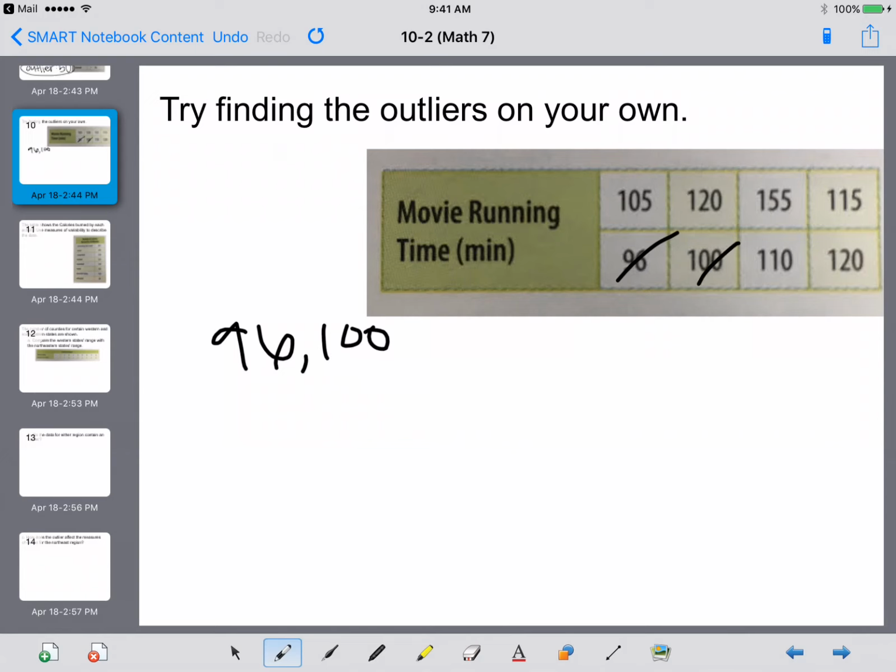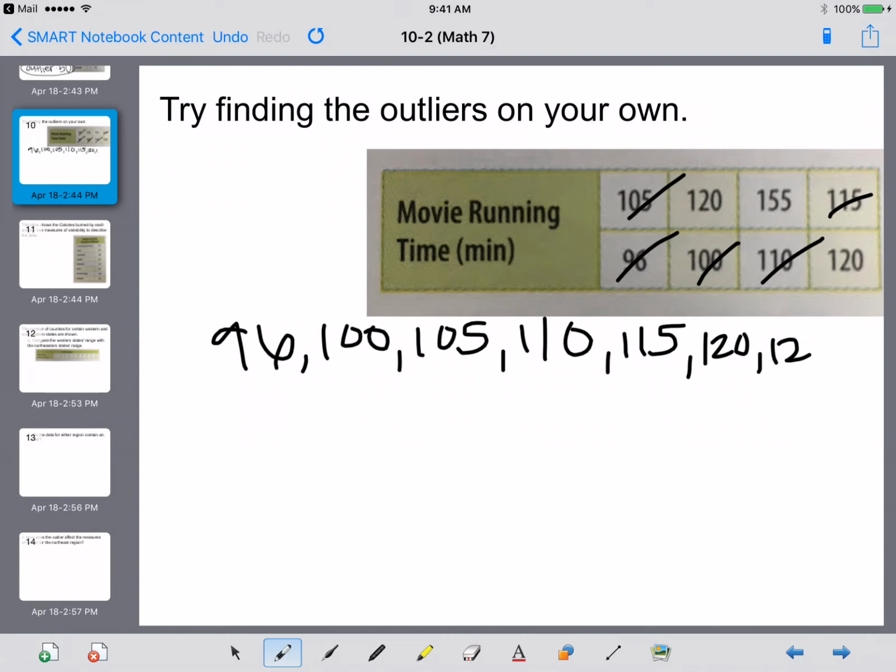100, 105, 110, 115. We've got 120 twice, and 155. So let's get our quartiles. Boom, boom, boom, boom, boom, boom. Between 110 and 115, so our median's right in here.